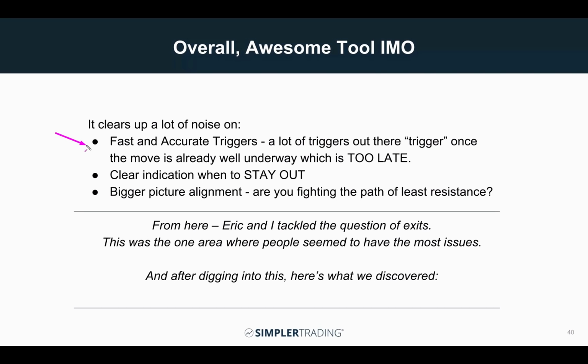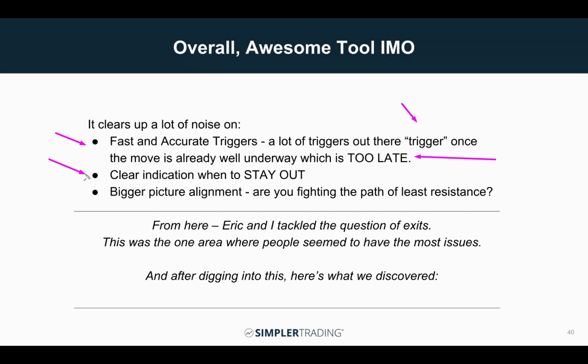A lot of triggers out there trigger once the move is already well underway, which is oftentimes way, way too late. It also gives clear indications of when just to stay out, okay? It's a clear indication of when to get in, clear indication of when to get out, and a clear indication of, most importantly, when to do nothing, like stay out, all right?